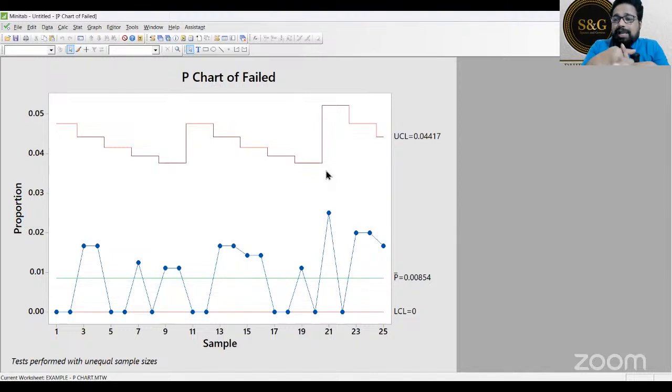What is the difference between control limit and specification limit? Control limit is decided by the process itself, and specification limit is decided by the customer. Are you understanding? So there is nothing to do with the specification limit here. The process itself will calculate a control limit. You need not insert the customer specification limit here.